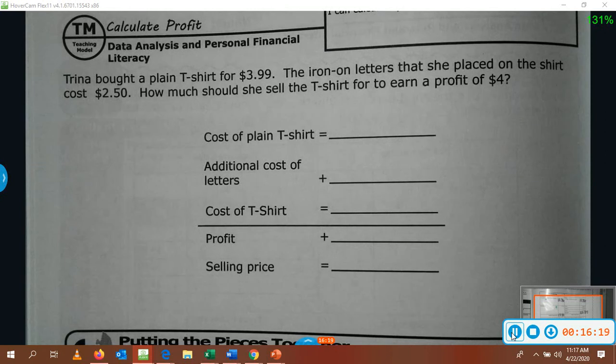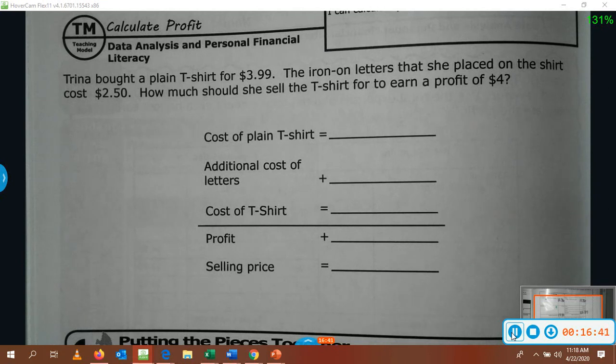Trina bought a plain t-shirt for $3.99. The iron-on letters that she placed on the shirt cost $2.50. How much should she sell the t-shirt for to earn a profit of $4? Oh Lord, this is a lot of steps. But guess what, Hampton? We can do it!